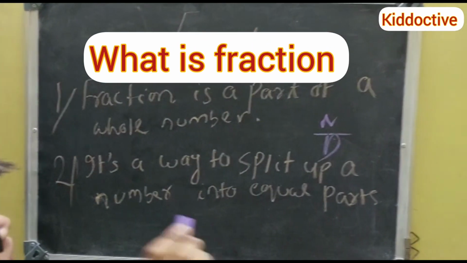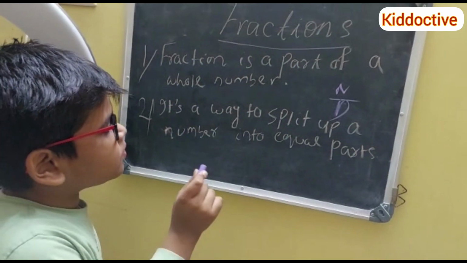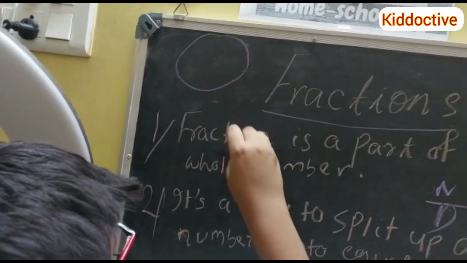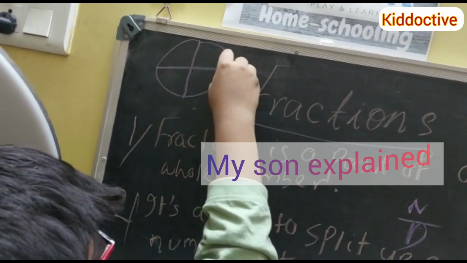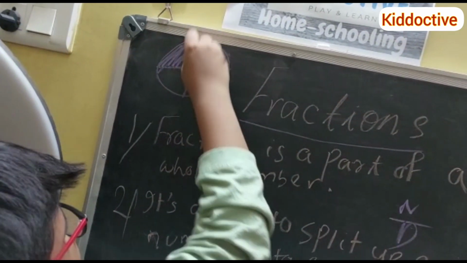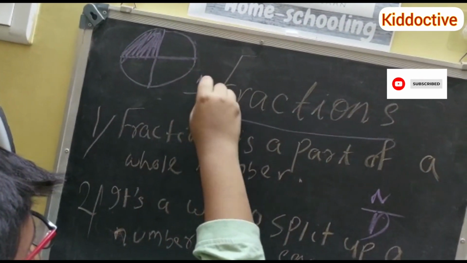Fraction is a part of a whole number. It's a way to split up a number into equal parts. If this is a circle and we split it into 4 parts, and if we color one part, then it is 1 by 4.